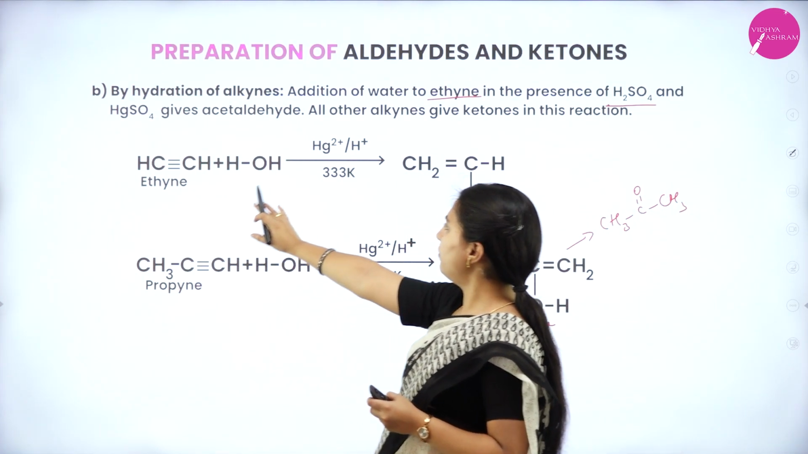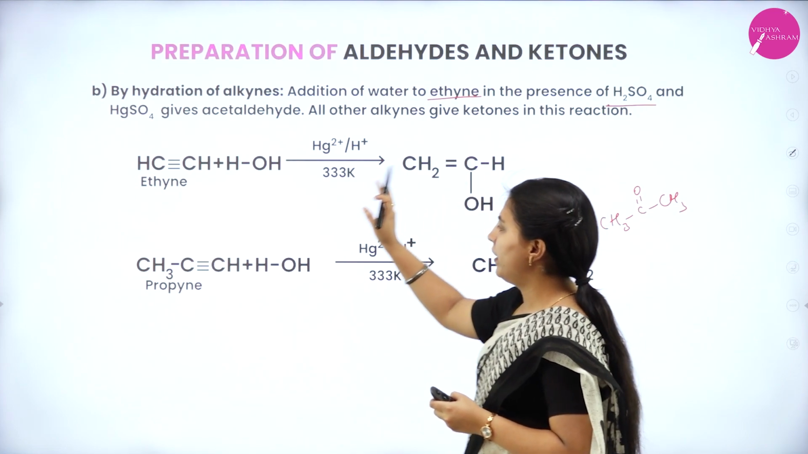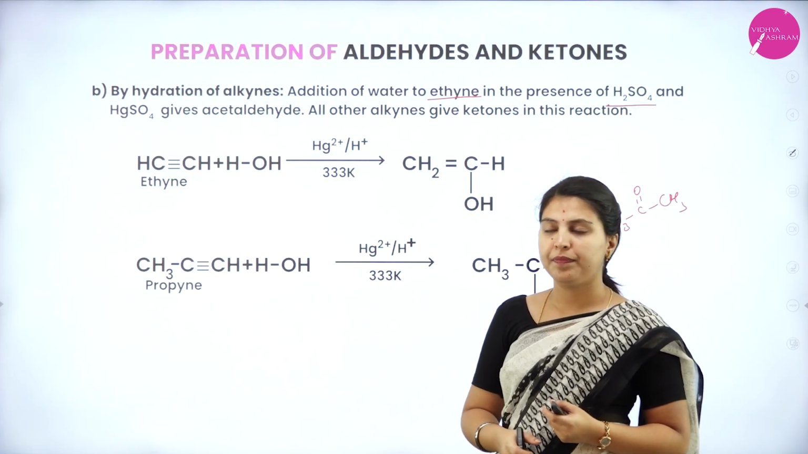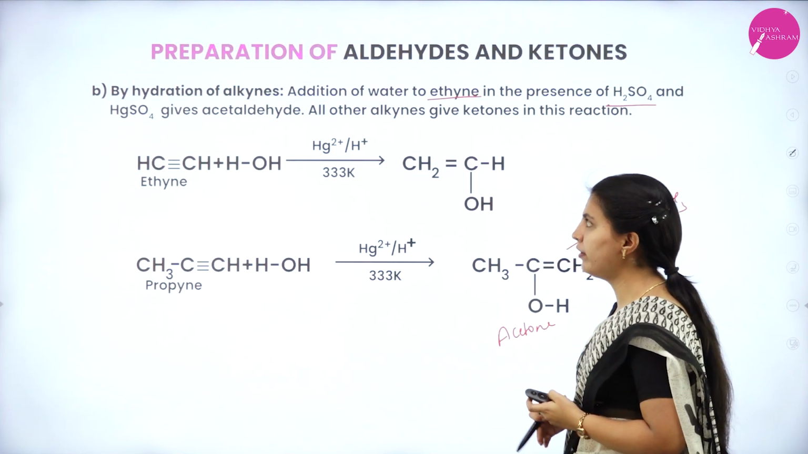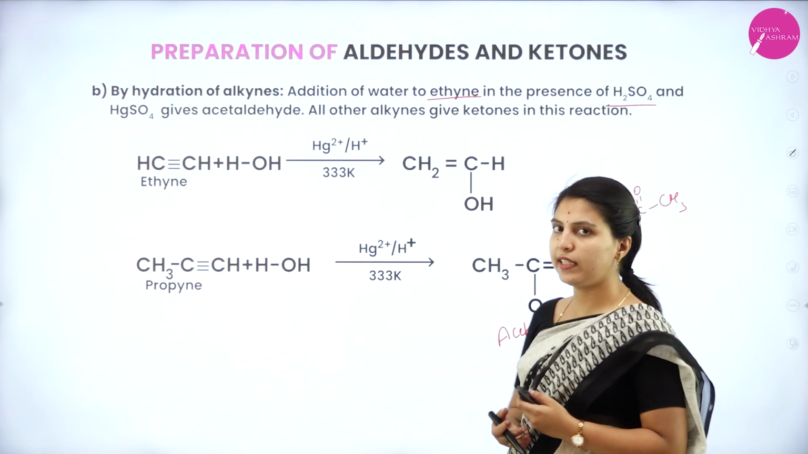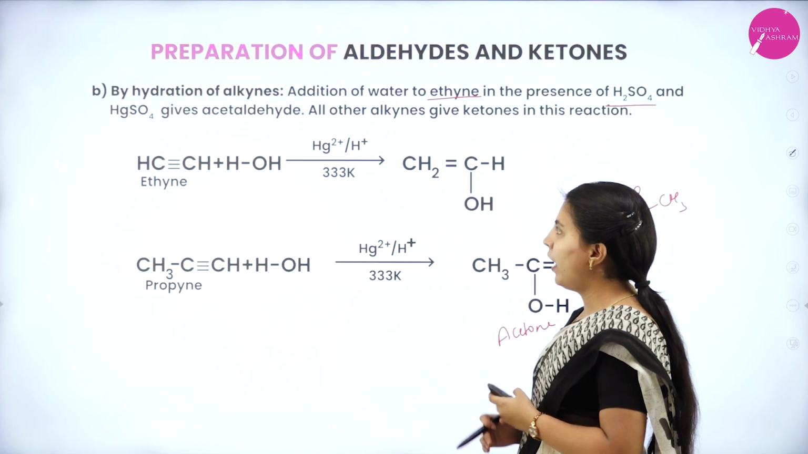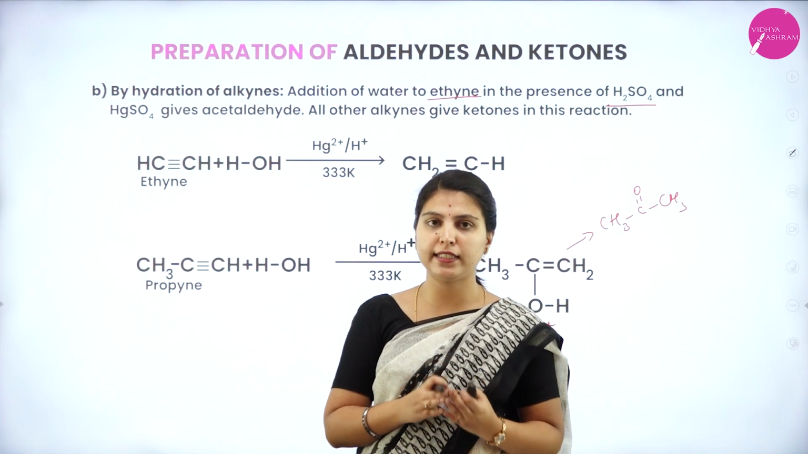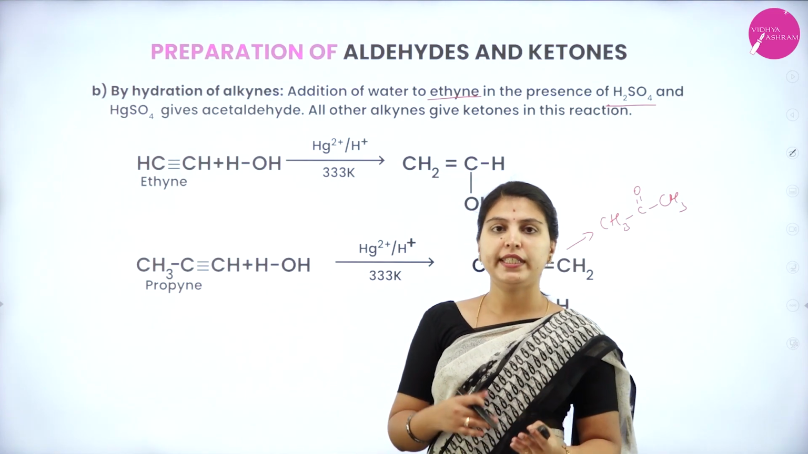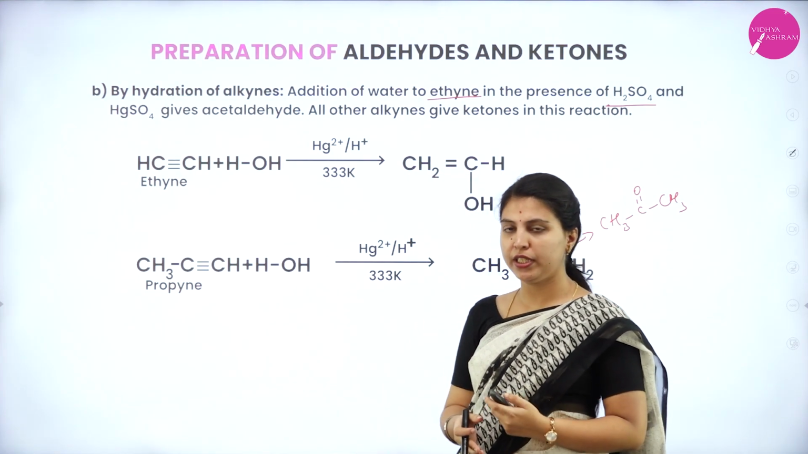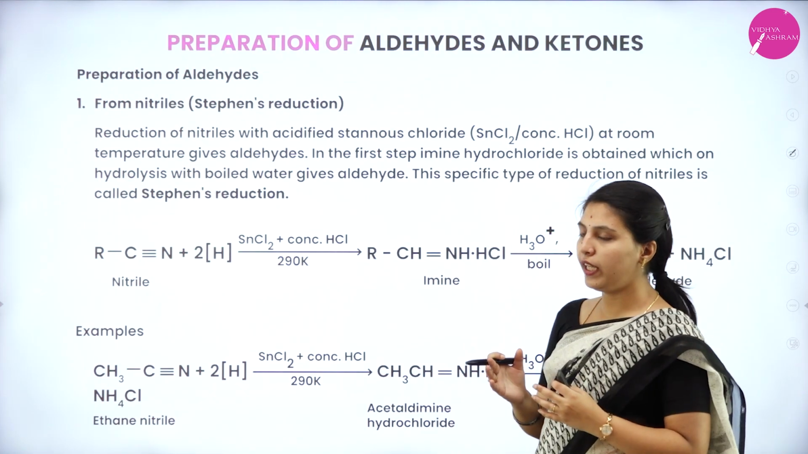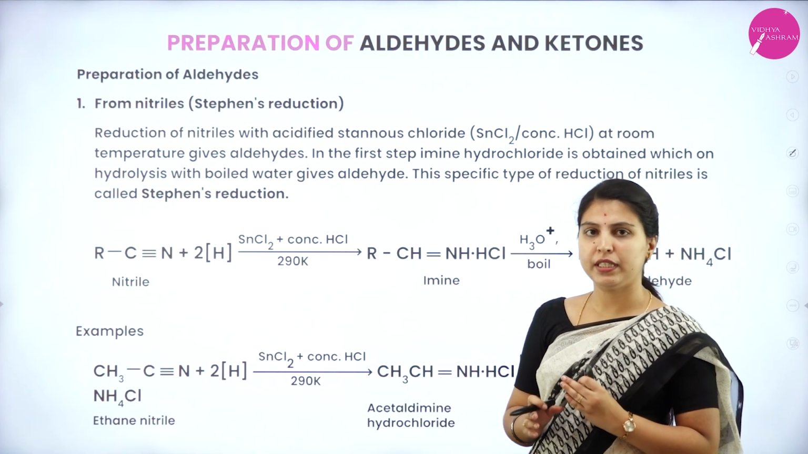Only ethyne will form aldehyde. Next to ethyne, any alkyne will form ketones. Okay, this is about hydration of alkynes, how the aldehydes and ketones will be formed. And we have seen methods of preparation of aldehydes and ketones. Both can be prepared in the same reaction. But now we will see preparation of aldehydes only from different methods.